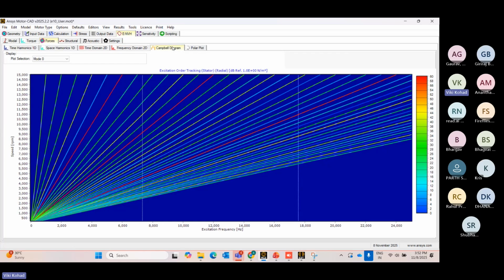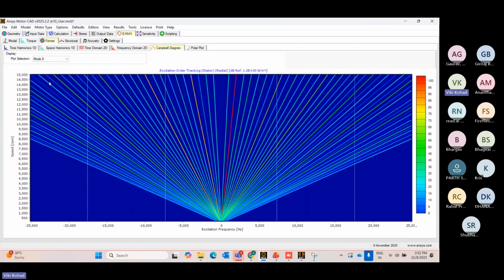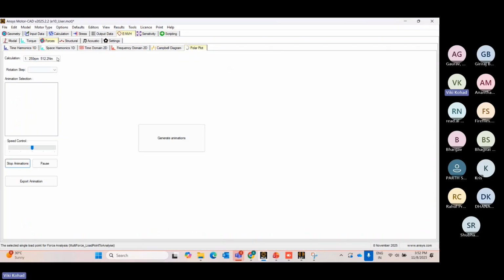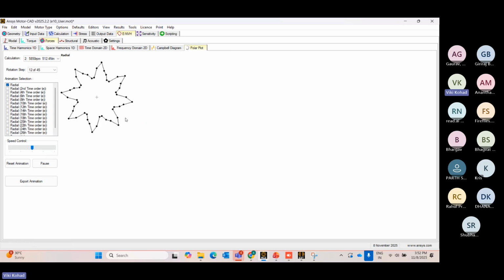Like in the Campbell diagram, it shows the spectrogram for the different modes. For mode 8 the different spectrogram is there, and for mode 8 you can see at which harmonics, like the space order 8 and time order 2 here. And now you can see the frequency pattern, like at which RPM you want to see, like this base RPM. If you want to see it, then just go and click on generate animations. It will show you the animation.